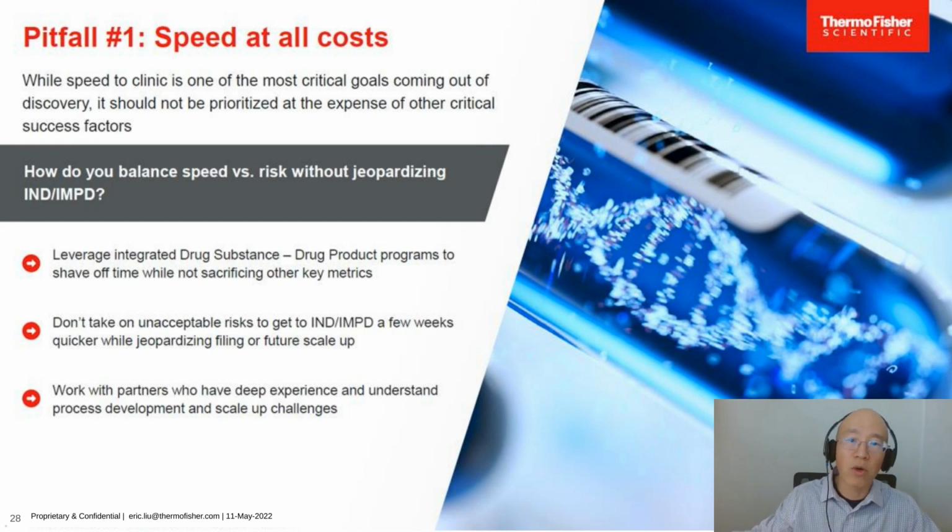To avoid jeopardizing your IND IMPD while still maintaining aggressive timelines, consider the following strategies. One, leverage integrated drug substance drug product programs to shave time without sacrificing other key metrics. This means taking advantage of platform products and standardized offerings where relevant and available, achieving efficiency through high throughput automation technologies, and most importantly, parallel and concurrent characterizations and analytical method qualifications, especially with a partner who has demonstrated success and experience. Two, thoughtfully consider risks and potential future impact on filing, on scale up, and other future goals.